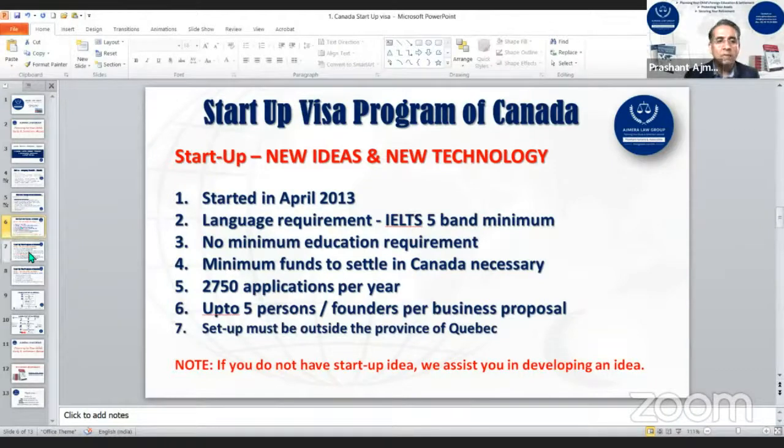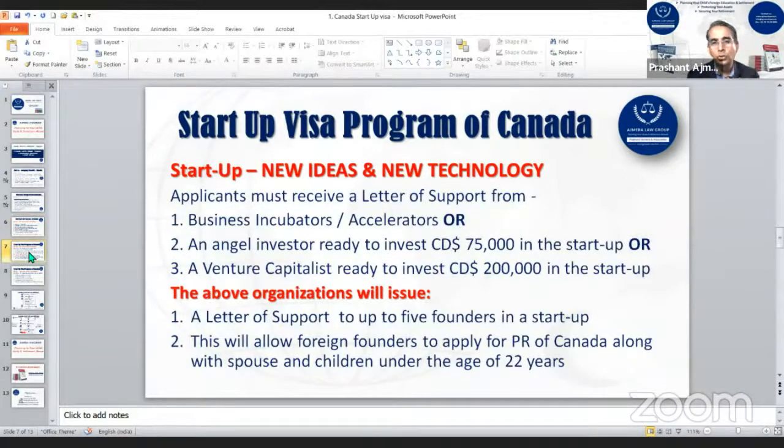So looking at this requirement, what you need to show, if you have an idea, or if we have developed an idea on your behalf, is that it must be approved by government-approved business incubators or accelerators, or your angel investors, which is also approved by the government of Canada, is ready to invest $75,000 Canadian in your business, or a venture capital firm, again government of Canada approved, is ready to invest in your business up to 200,000. And if either of the three is ready to make an investment in your startup idea, then they will issue a letter of support.